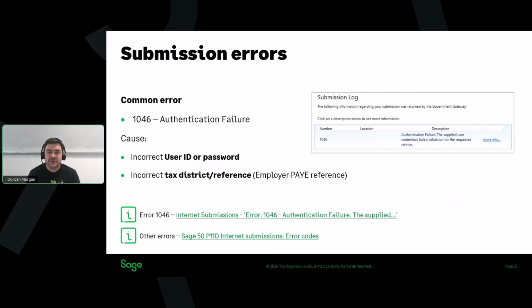Hopefully you won't need this section, but if you do get any errors during the submission, you will see an error code with further details of what the problem was. The most common error that we see is error 1046, which is an authentication failure. And the most common cause of that is an incorrect user ID or password for your government gateway account, or the incorrect tax district and reference. So a couple of places you can check straight away if you get error 1046, but I've also linked to our help guides for that specific error and any other error that you might see.